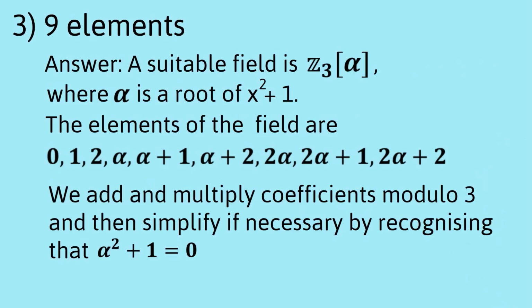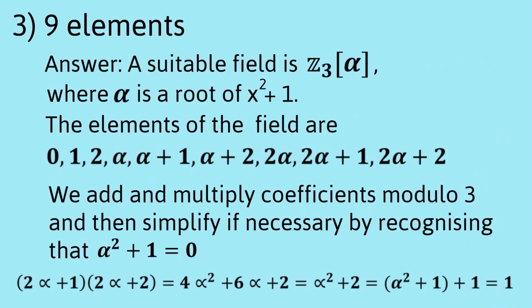Now, what do we do when we multiply? Well, we can simplify, if necessary, by recognizing that alpha squared plus 1 is equal to 0, because that's what it means for alpha to be a root of the polynomial x squared plus 1. So let's have an example. If we multiplied 2 alpha plus 1 times 2 alpha plus 2, we get 4 alpha squared plus 6 alpha plus 2. Now we can simplify the coefficients because we're in mod 3, and we end up with alpha squared plus 2. And now we need the next step, and so we recognize that it equals alpha squared plus 1 plus 1, and of course alpha squared plus 1 is equal to 0, and so we're just left with 1.